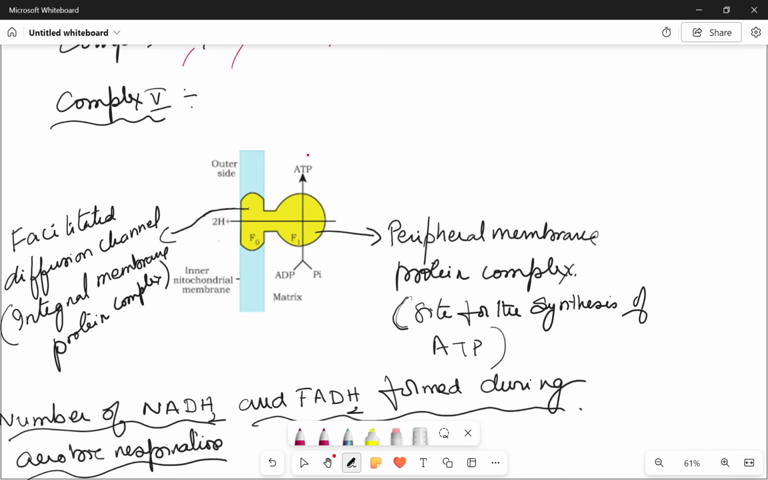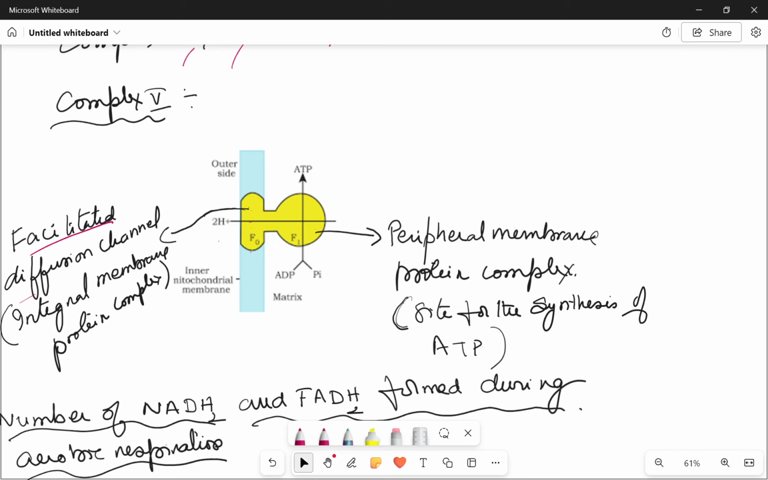Okay. And what is it? This is the F0 of the ATP synthase complex. So this is a facilitated diffusion channel, which means the protons move from high concentration to low concentration along the concentration gradient without using energy. We call that facilitated diffusion. We know that. So this is facilitating; it is showing facilitated diffusion.